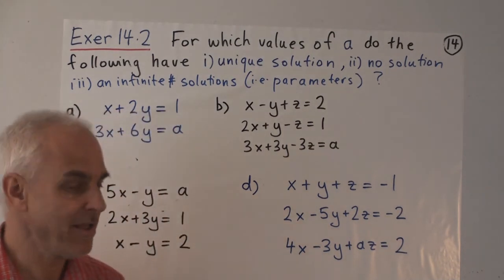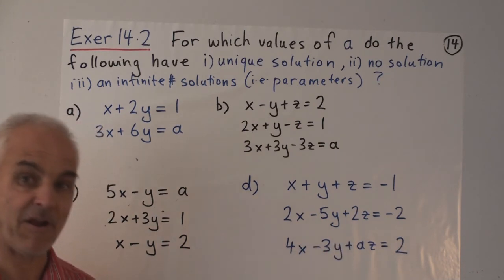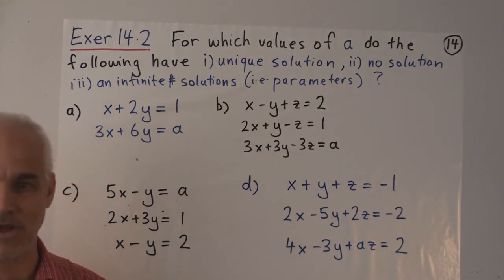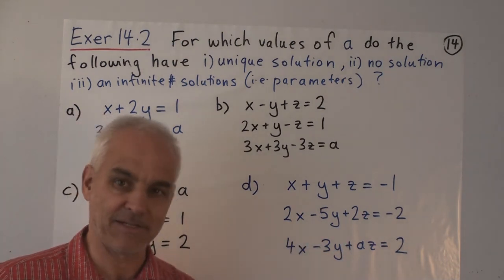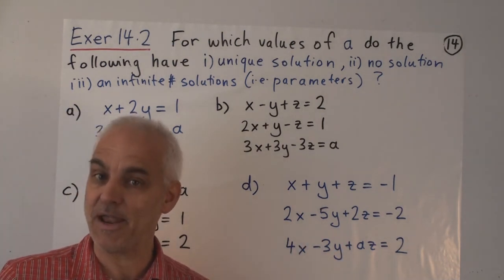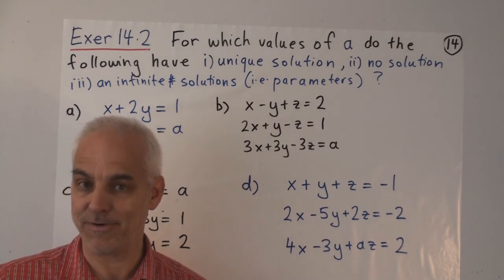Still row reduction, it's just that there's a little bit of variability in the row reduction or in the augmented matrix. Instead of having all numbers, there will be an A sitting someplace. You have to deal with that A just as if it were a number.